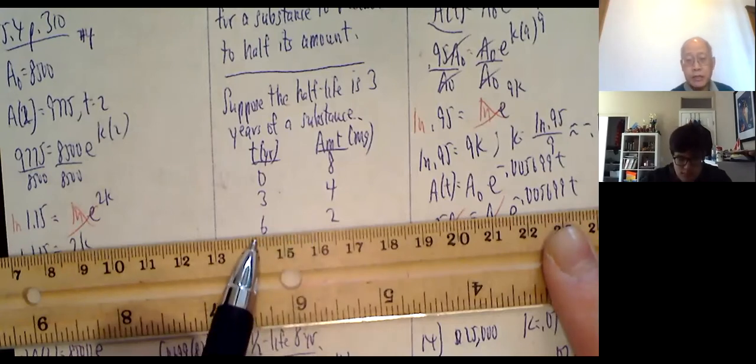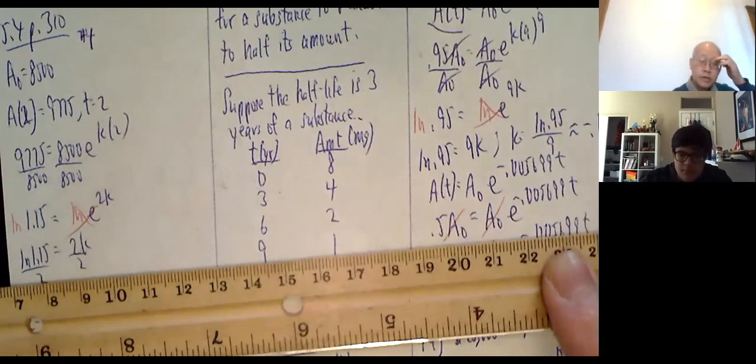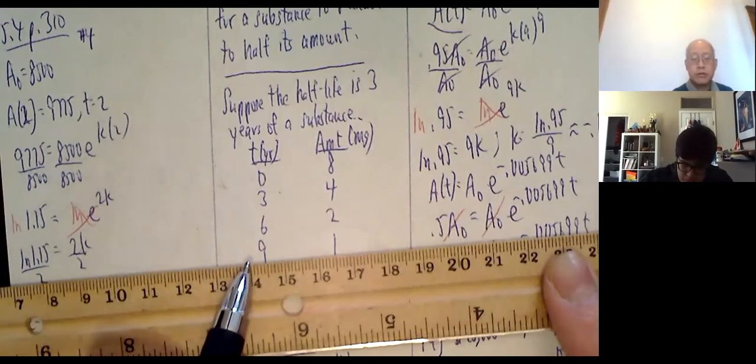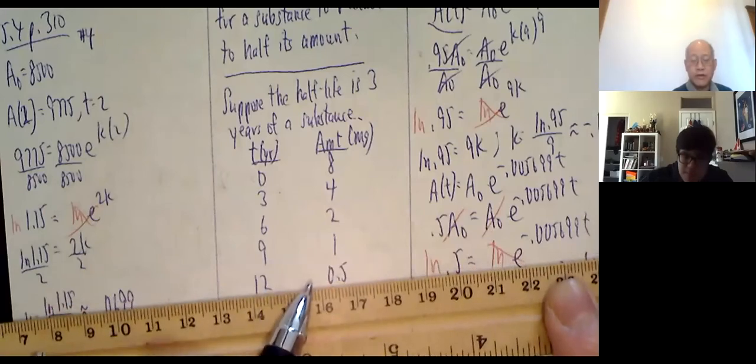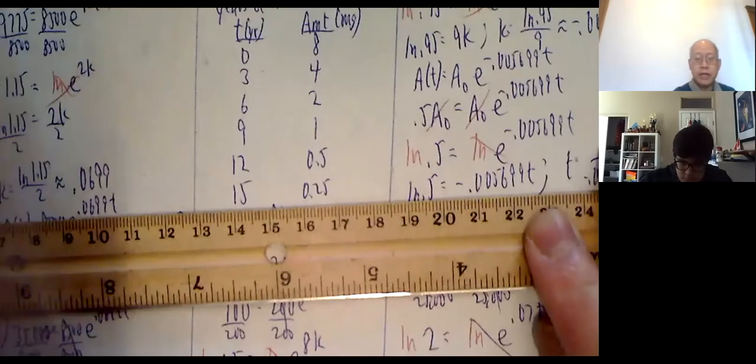Can you guess what happens at the 9th year? How much is left? Half of 2, which is 1. And how about 3 more years? At 12, 0.5, and so on, 0.25. That's the way it works.